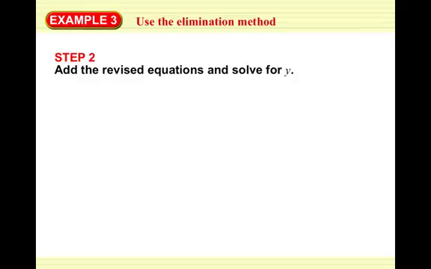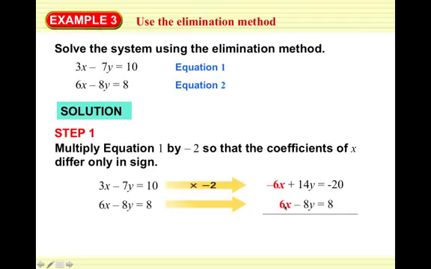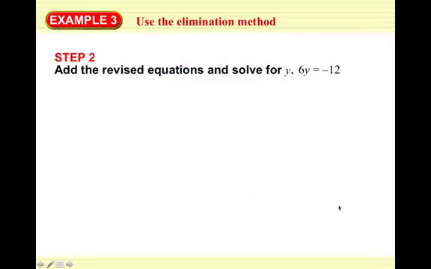And when I do, let's go back and look at it. Negative 6x plus 6x zeroes out. 14y minus 8y is 6y. Negative 20 plus 8 is negative 12. So we get 6y equals negative 12. Well, we can solve that for y. We'll divide by 6 and we get y equals negative 2.